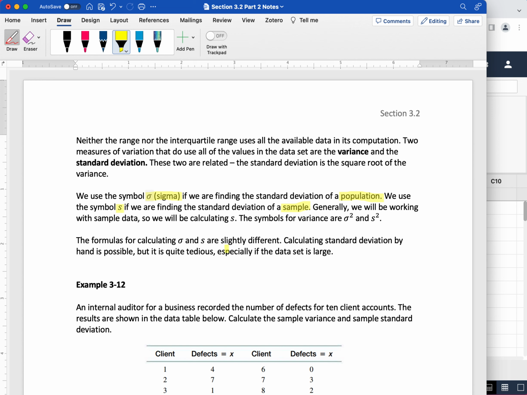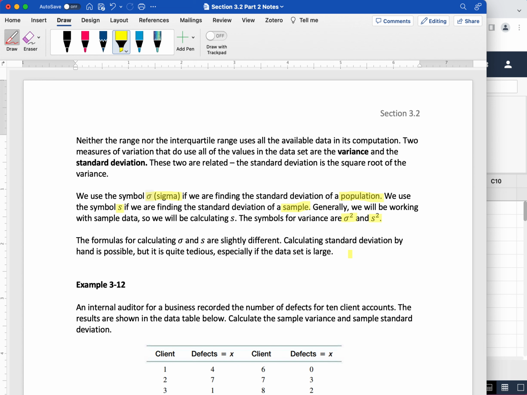A lot of times we are working with sample data, and so what we will be calculating will be S. For the variance, we use the same symbols, but we put a squared on them. So the symbols for variance are sigma squared if it's the variance of a population, and S squared if it's the variance of a sample. Sigma squared and S squared have slightly different formulas, and so they're slightly different.